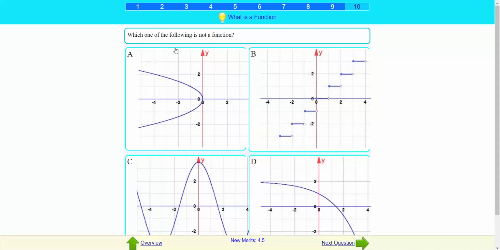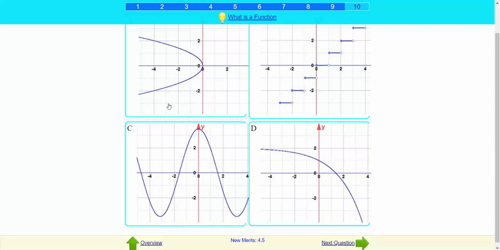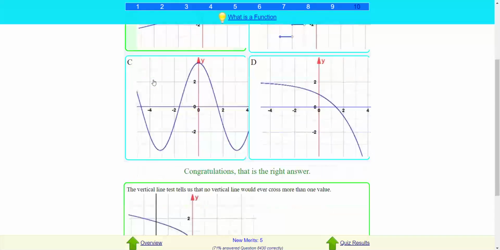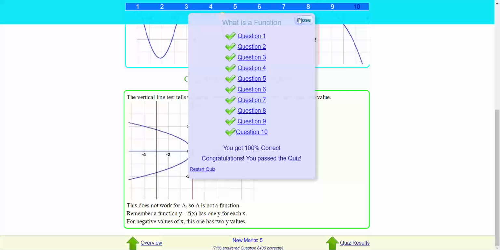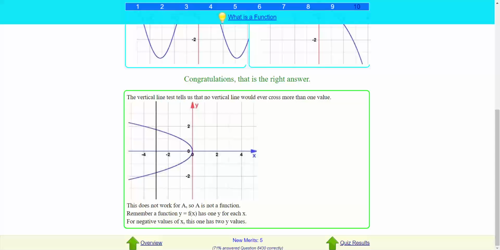Next question. Which of the following is not a function? So definitely this is not a function. And those are different values for x. Certain that this is not the right answer. This is not the right function, simply because you have two different crossings. One value. Nice, we've got it all right.